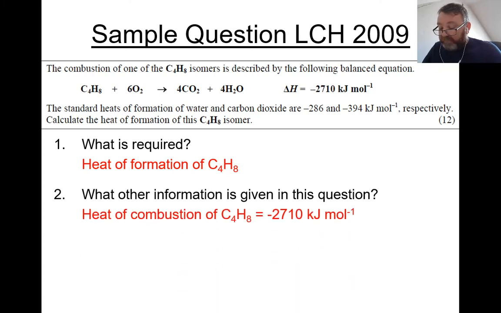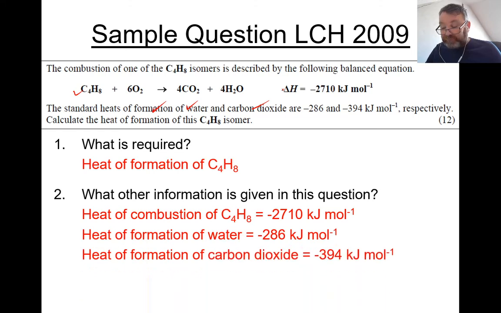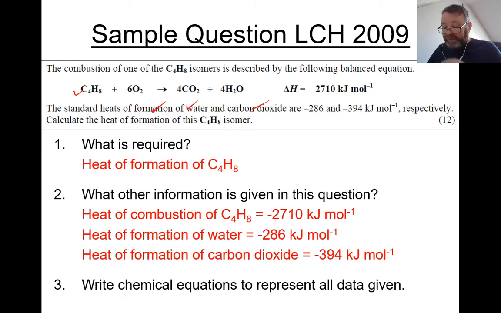Okay. What other information is given? Well, the heat of combustion of C4H8 is up there. That's given to me. So there's one piece of information. Then we also have the heat of formation of water and the heat of formation of carbon dioxide. They're also given. So there's my Lego set. There's the things I'm going to play around with to try and build what is required. Okay. And then write the chemical equations to represent all the given data.